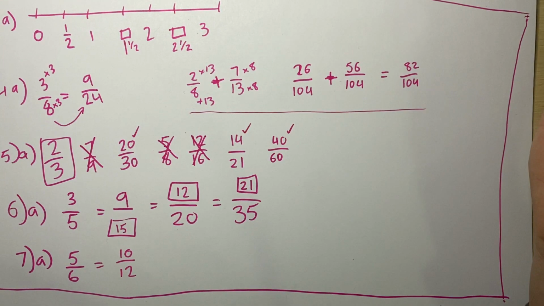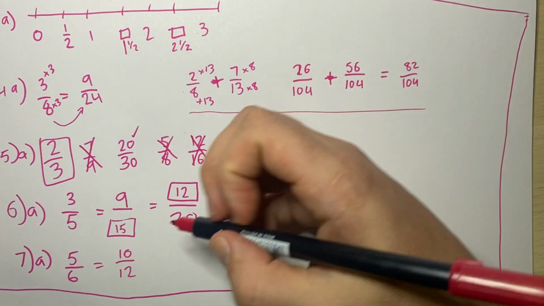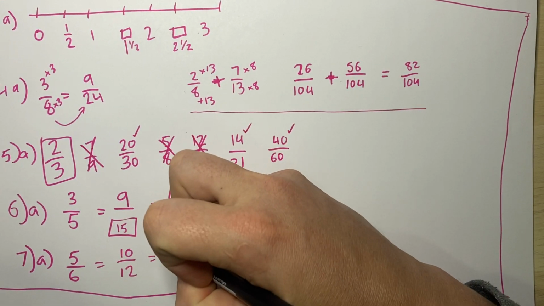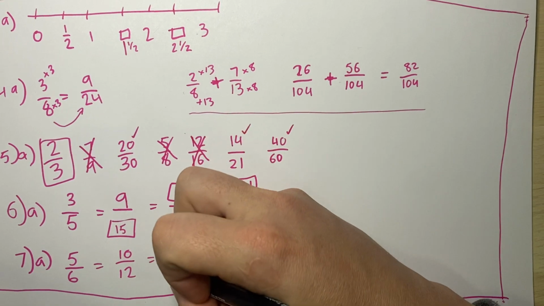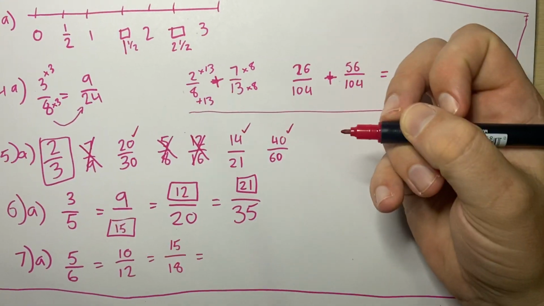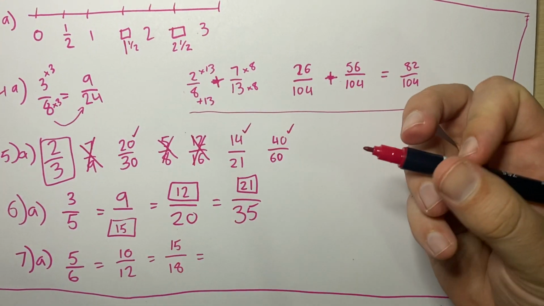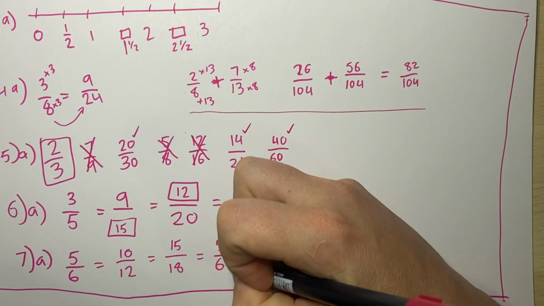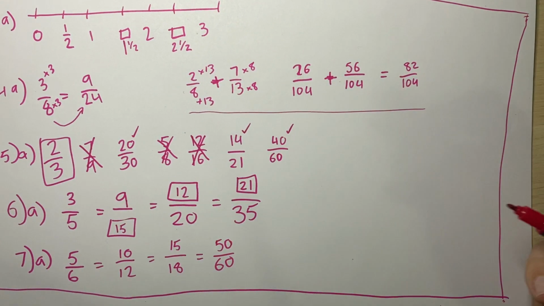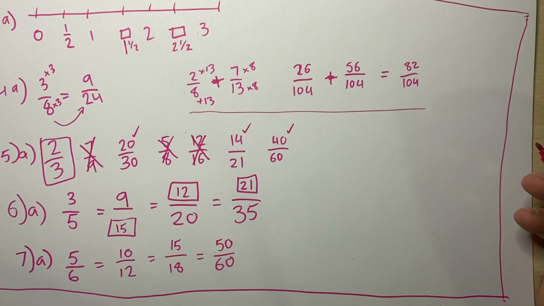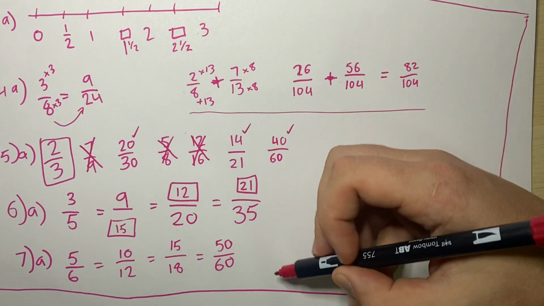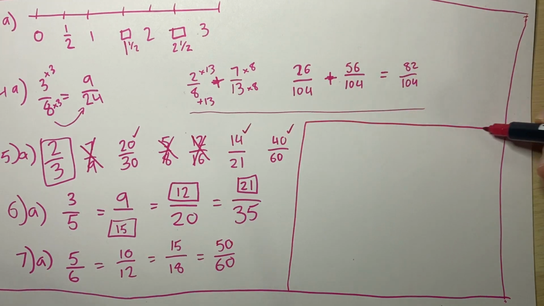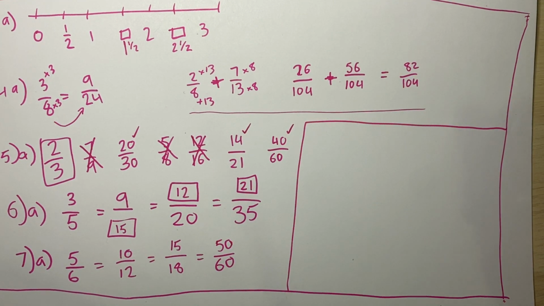And if we're just going to go up logically, we can then go to 3. 5 times 3 is 15, 6 times 3 is 18. 5 times 10 is 50, 6 times 10 is 60. So that is one way we can find equivalent fractions. Let me just draw a small box here to segment that for you.